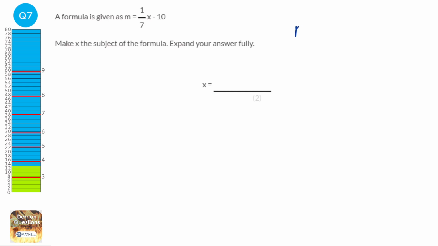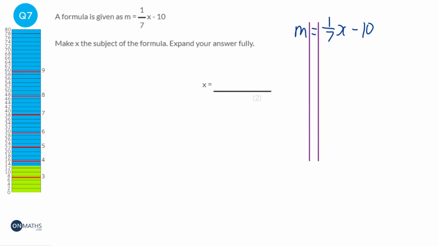So I'm going to start just by writing out the equation, and I can put my lines in. Okay, we're asked to make x the subject, so we're going to first of all add 10 to both sides. In fact, I'm just going to move all this over a little bit so I've got a bit more space.